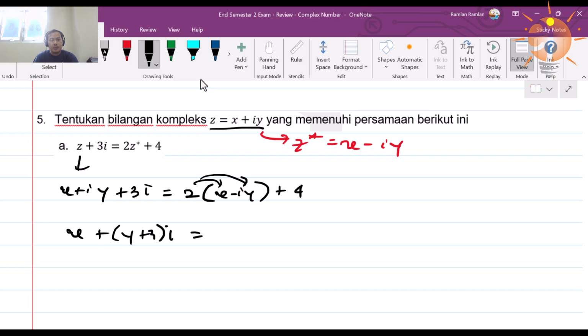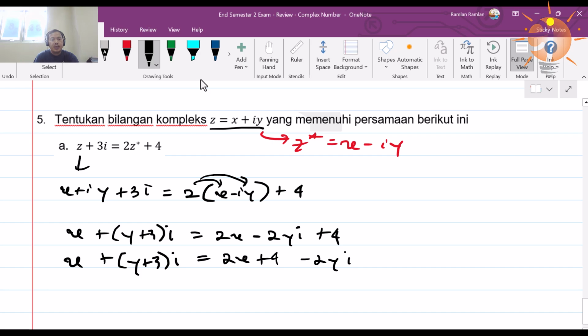So we get 2x minus 2yi. iy and yi is the same thing. I'm just going to put the i on the back. And then plus 4. Okay, now again, I can group this in terms of the real part and the imaginary part. So these two are the real part because they don't have any i, right? So let's rewrite that again. I'm going to write down 2x plus 4, this guy and this guy, and then minus 2yi.